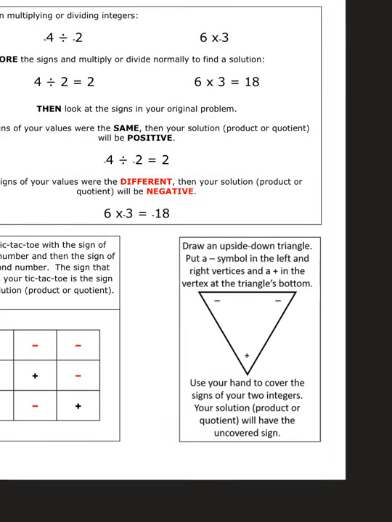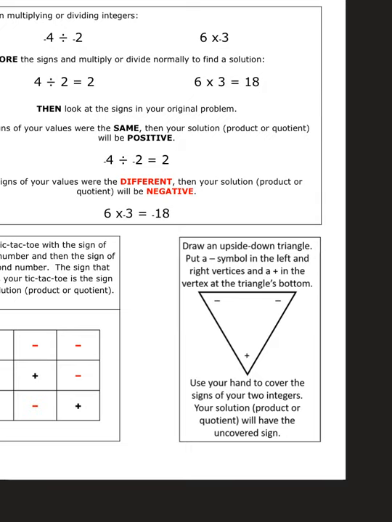So what you do is you draw the upside down triangle, put negatives in the upper vertices and a positive down below. You're going to use your hand to cover the signs of your two integers. Your solution will have the sign that is uncovered. So for example, if I have a negative times a positive, those will be covered up and your answer will be a negative. You can also have, let's say, a negative divided by a negative, and that answer will give you a positive. So you have these two options when you're multiplying or dividing with integers.